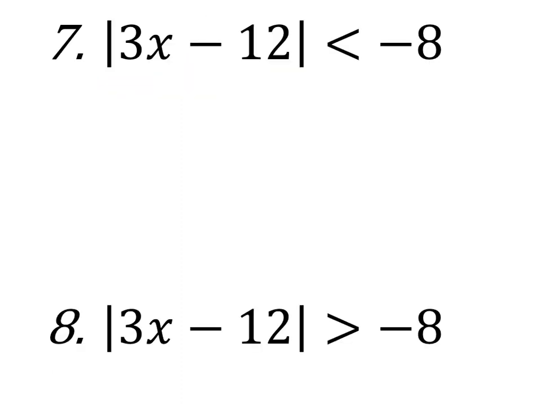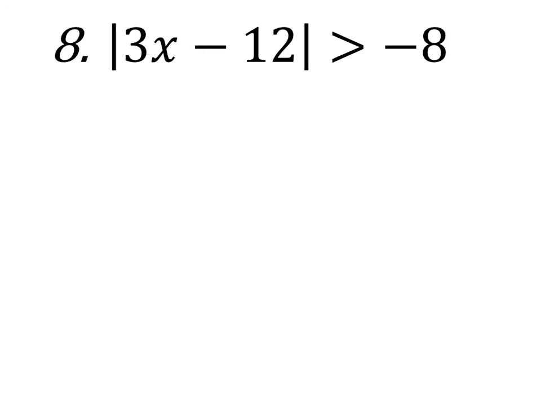In number 7, we have an absolute value is less than a negative number, and again the absolute value is a distance. It is either 0 or a positive number. So if it's 0, it'll never be less than a negative number, and if it's a positive number, it'll never be less than a negative number. So again, you have the empty set.